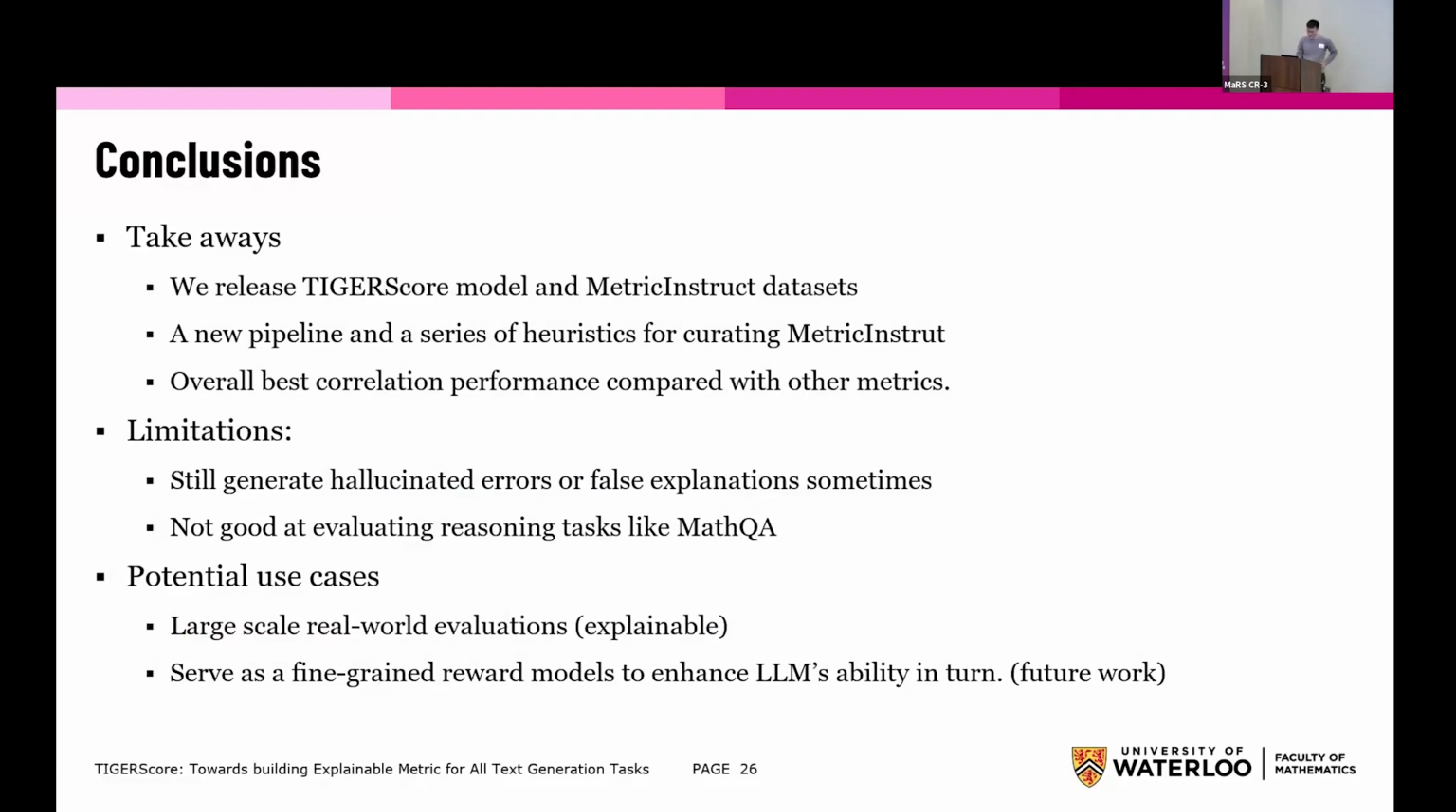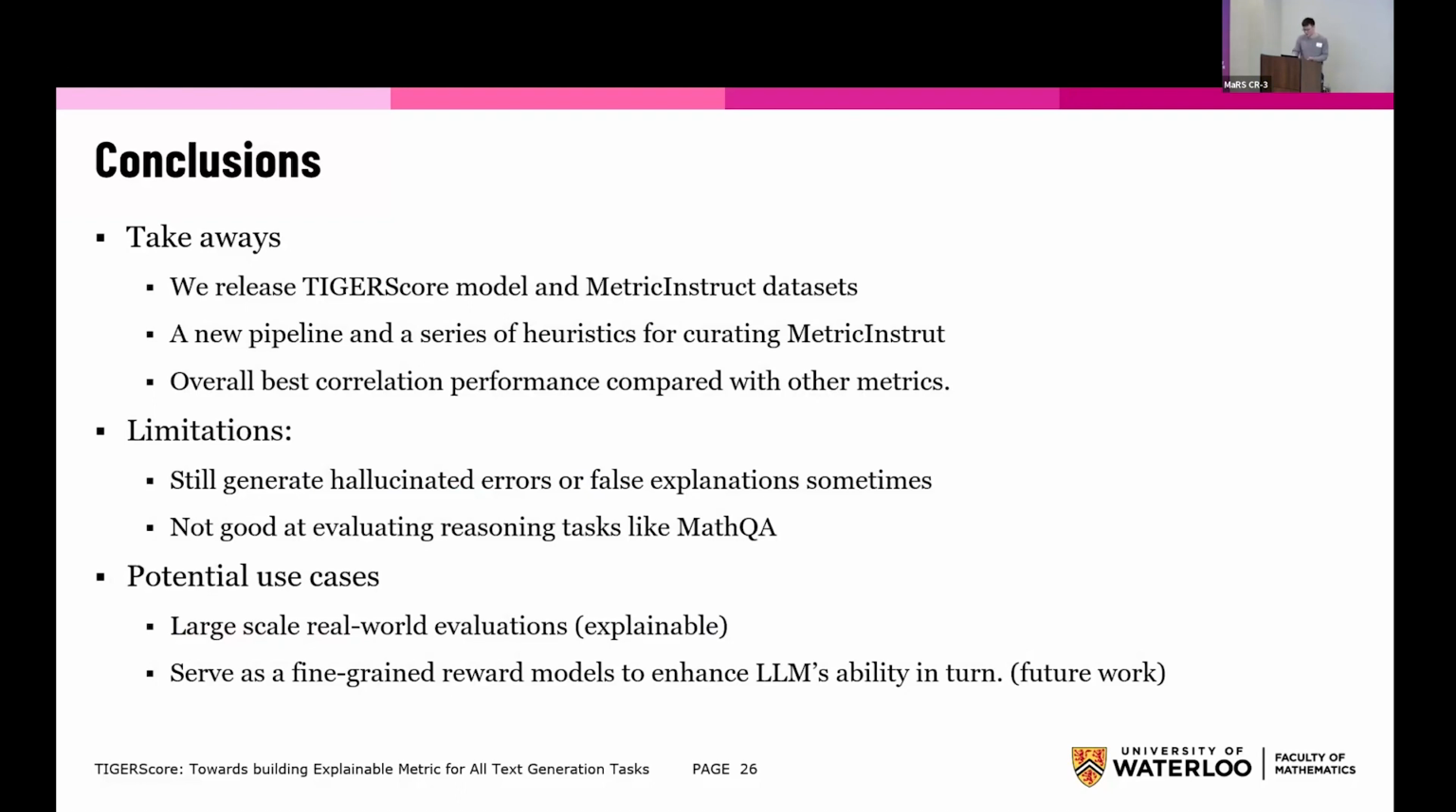Yeah, potential use cases, basically the first one is a very naive one. You can apply TIGERScore to large scale reward evaluations, and it's explainable. So this is a very important feature. And the second one might be to serve as fine-grained reward models to enhance our LLMs' abilities. This might be in future work.